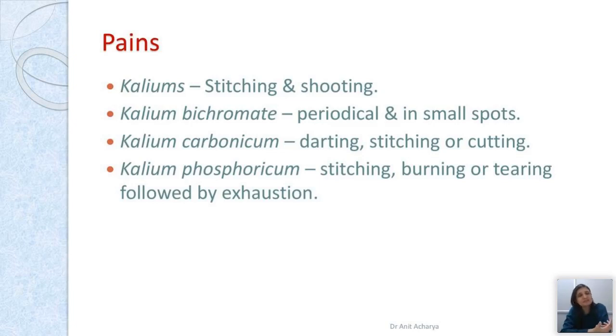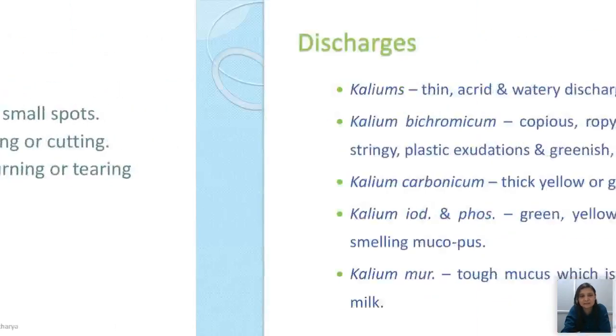So the mentals were quite clear. Now coming to the characteristic features, Kali carbonicum has a darting, stitching type of pain. Kali phos has a burning pain. If we talk about Kali arsenicosum, it also has burning, because of the arsenic element. Phosphorus has a similar burning, the phosphoric element.